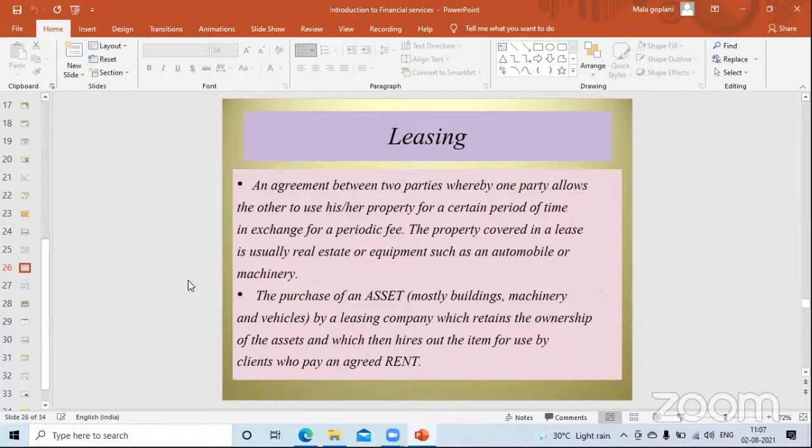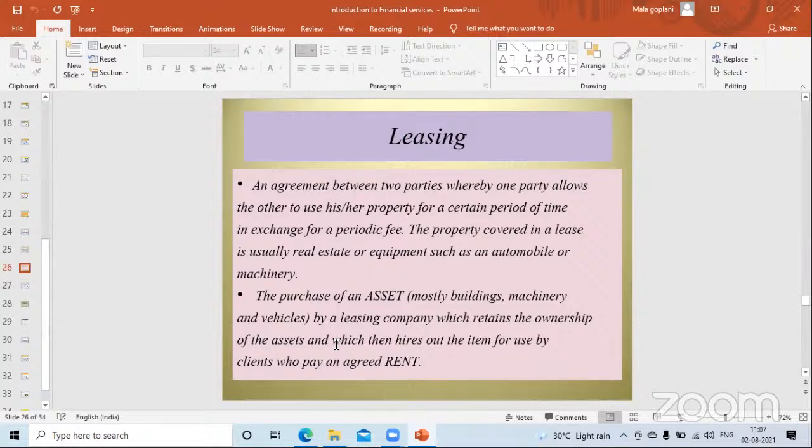The purchase of asset, mostly building, machineries, vehicle, by a leasing company which retains the ownership of the assets. मतलब ऐसी जो इक्विपमेंट्स होते हैं, जो बिल्डिंग्स होती हैं, मशीनरीज होती हैं, व्हीकल्स होते हैं, ऐसी जो एसेट्स होती हैं जो लीजिंग कंपनीज के पास होती है जिसकी ओनरशिप, and which then hires out the item for use by the client who pay an agreed rent.